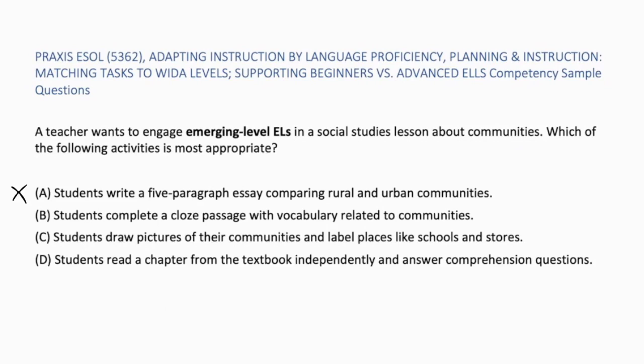A. Students write a 5-paragraph essay comparing rural and urban communities. This is too linguistically demanding for emerging level ELs, who are still developing sentence-level writing. B. Students complete a cloze passage with vocabulary related to communities. This is better suited for developing or intermediate ELs. Emerging ELs may struggle without more contextual or visual support. D. Students read a chapter from the textbook independently and answer comprehension questions. Textbook reading at this level is not accessible without significant scaffolding. It doesn't accommodate limited proficiency.